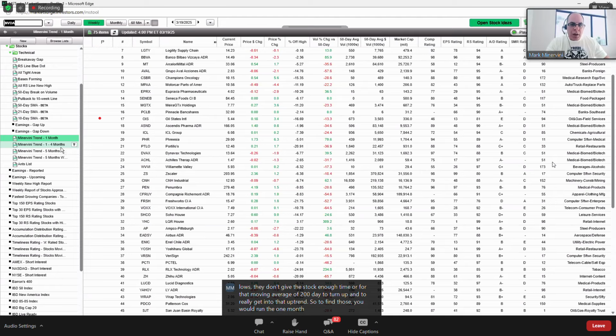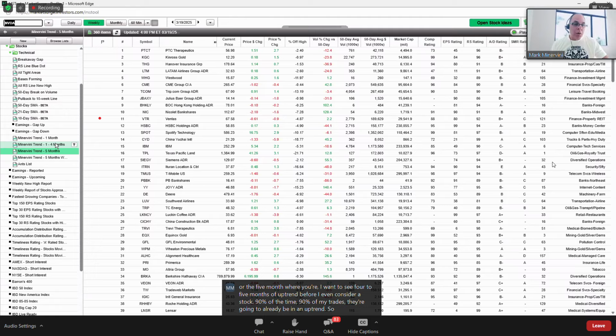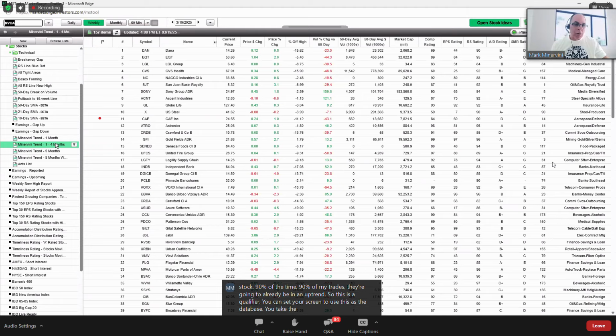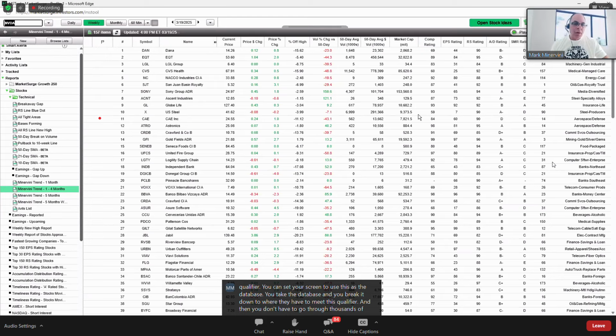But most of your stocks, the growth names, the ones that you're going to look for, and I think we have a chart in NVIDIA that shows exactly how this transpired in real life, most will be in the 1 to 4 or the 5 month, where I want to see 4 to 5 months of uptrend before I even consider a stock. On 90% of my trades, they're going to already be in an uptrend. So this is a qualifier. You can set your screen to use this as the database. You take the database and break it down to where they have to meet this qualifier. And then you don't have to go through thousands of names and try to figure out whether the thing's in an uptrend or not.